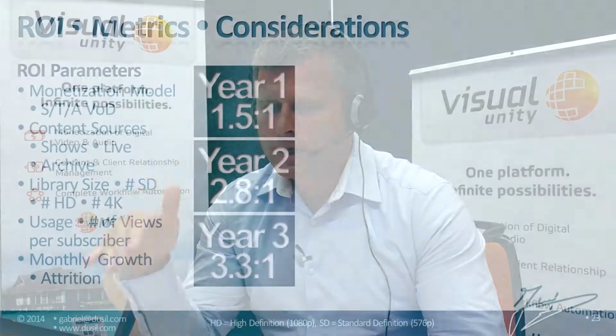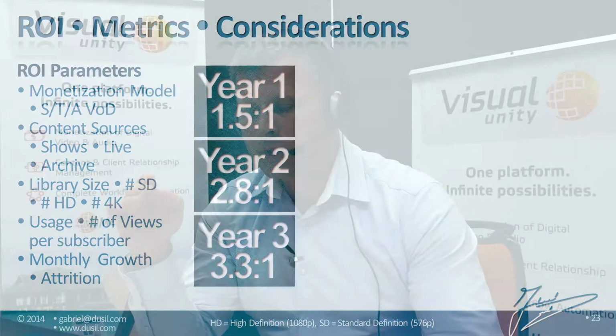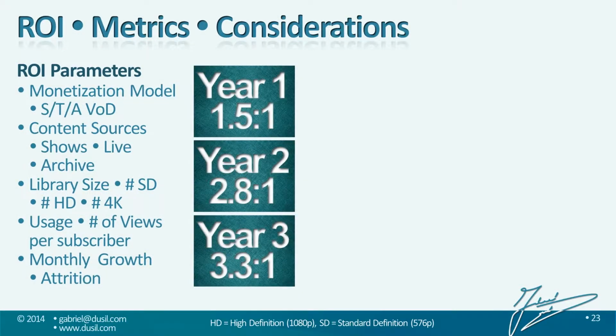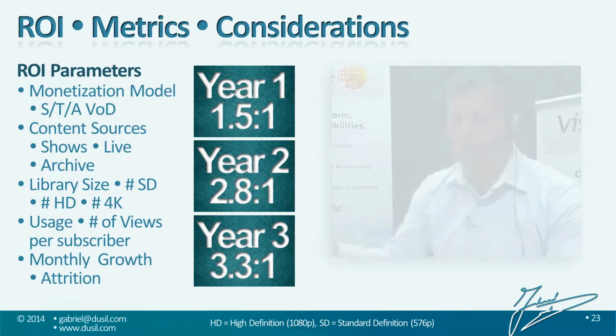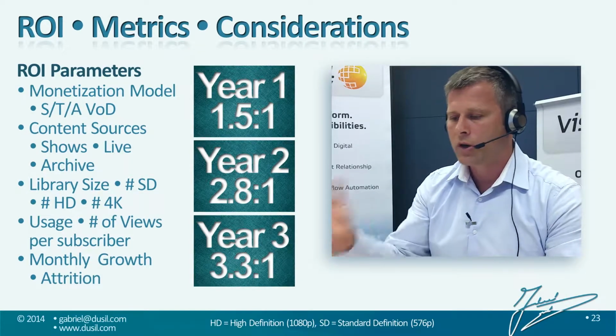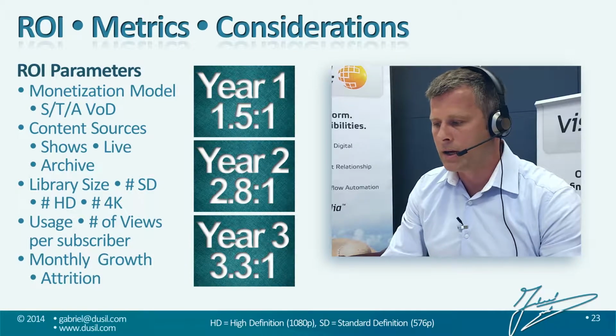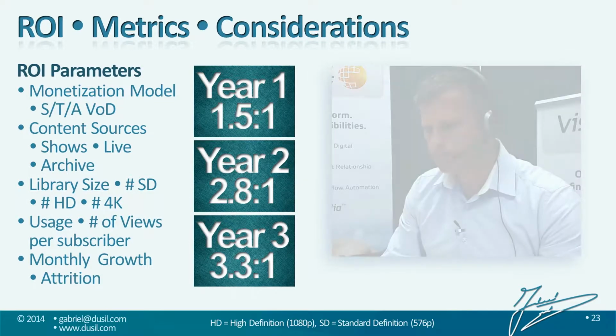But one thing that's interesting in the ROI models that we set is that as the years progress, then the return on investment improves. So in this case, after year 1, we have $1.5 back, and in year 2, $2.8 back, and in year 3, $3.3, and it improves going forward. And what this allows us to do is then use that profit in terms of new features, new content that we can add in order to enhance our competitive position and maintain our subscriber loyalty.